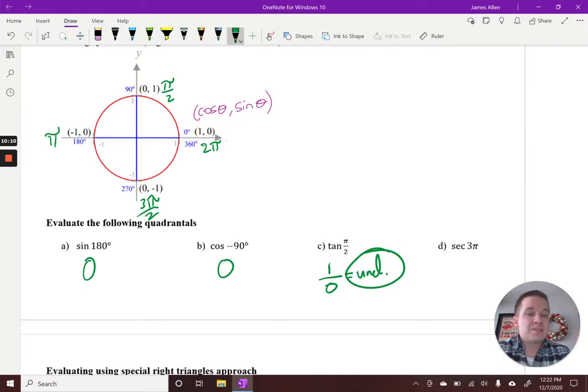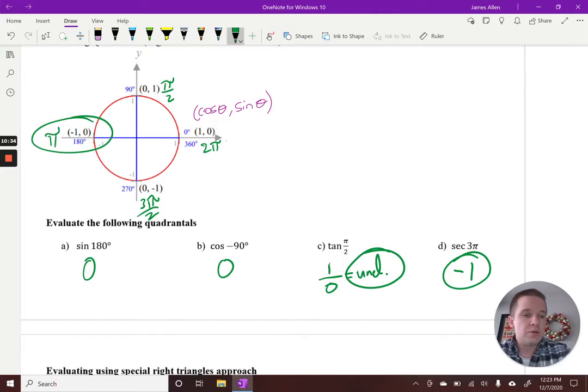Okay. Now, secant of 3 pi. Well, 3 pi would rotate around not only once, but then another half. So I'd be sitting over here for secant. So now let's use that to figure out what it would be. Well, secant is the reciprocal of cosine. So if cosine is -1 at that spot, then the reciprocal of -1 is still just -1. You could think of it as like -1 over 1. You flip it, it's still -1, okay? Reciprocal, we flip it. Opposite is where you change the sign, okay?